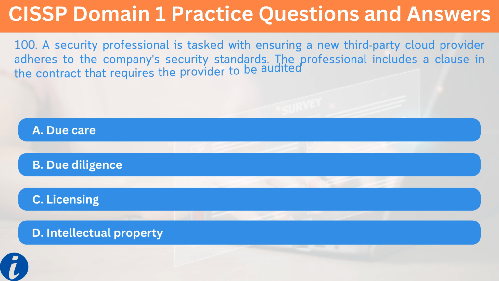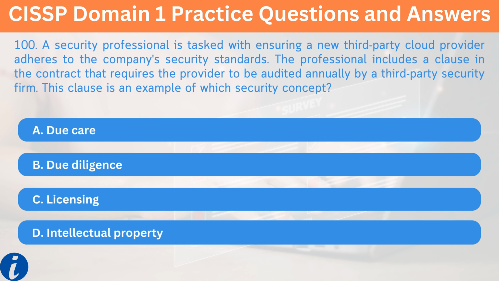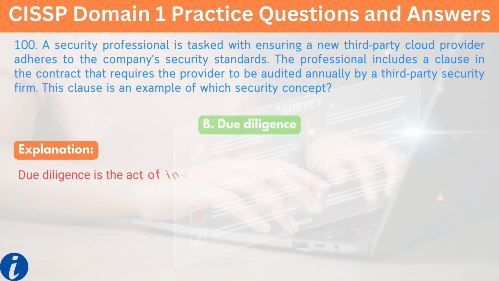100. A security professional is tasked with ensuring a new third-party cloud provider adheres to the company's security standards. The professional includes a clause in the contract that requires the provider to be audited annually by a third-party security firm. This clause is an example of which security concept? A. Due care. B. Due diligence. C. Licensing. D. Intellectual property. The correct answer is B.